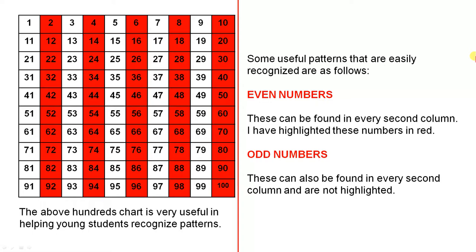Even numbers. These can be found in every second column. I have highlighted these columns in red. Odd numbers. These can also be found in every second column and are not highlighted.